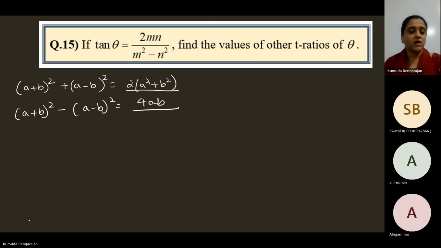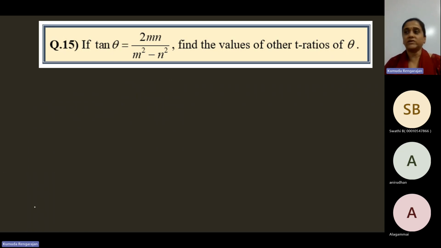All right. Now in this question, we are given tan theta. One trigonometric ratio is given to you. Tan theta is equal to 2mn by m square minus n square. With the help of this, we need to find the other t ratios of theta. That is, we'll have to find sine theta, cos theta, secant theta, cosecant theta, and cot theta.